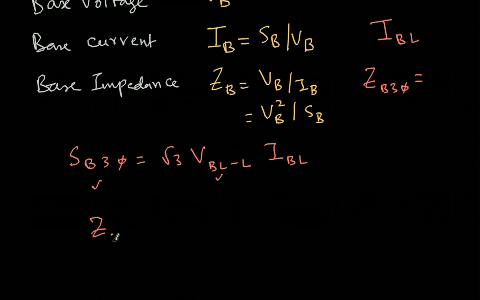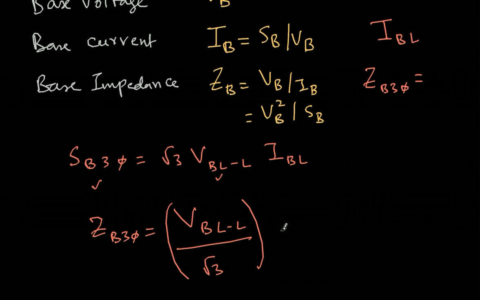So you see, Z base 3 phase will be nothing but V base line to line divided by root 3, which will give me the phase voltage, and this divided by the phase current. So phase current will be I base line. Because the voltage is divided by root 3, that means it is a star connected system. So therefore the line to line current itself is the phase current. So I can go by this.